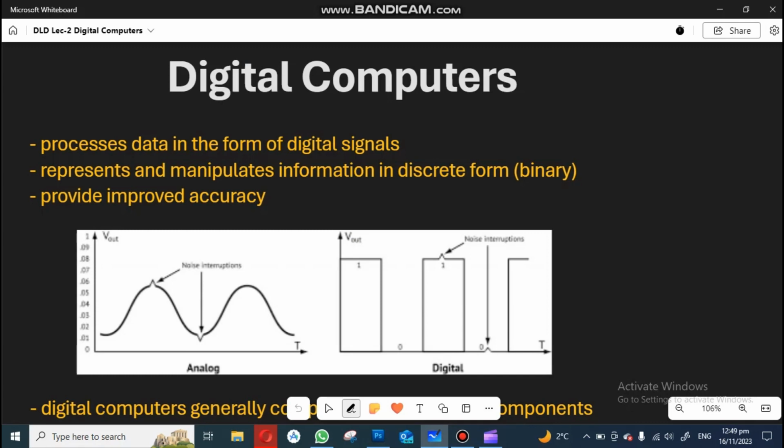Hello there. From this class, we are going to actually start the learning in digital computers and DLD. So this is going to be the second class in our DLD course, but I would say this is the first class. This is the introductory class where we will discuss what digital computers are, because digital logic and design is implemented in digital computers. So first of all, we need to understand what a digital computer is.